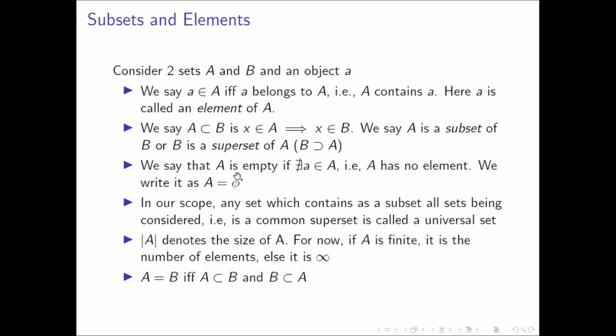Next, we say that the set A is empty if there does not exist an element of A. This sign is called exists, so this means there does not exist. So A is empty if there does not exist an a in A, that is, A has no elements. We represent such an empty set with the Greek letter phi. In our scope, any set which contains as a subset all the sets being considered, say A and B, a set which contains all the elements of A as well as all the elements of B, is called a universal set.